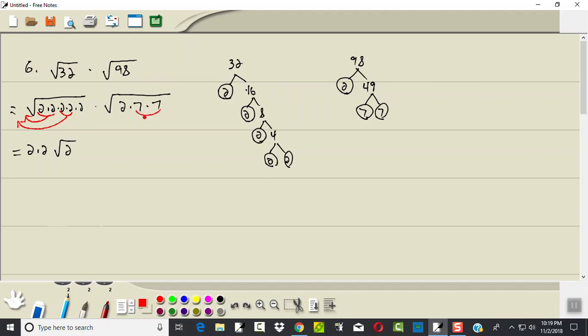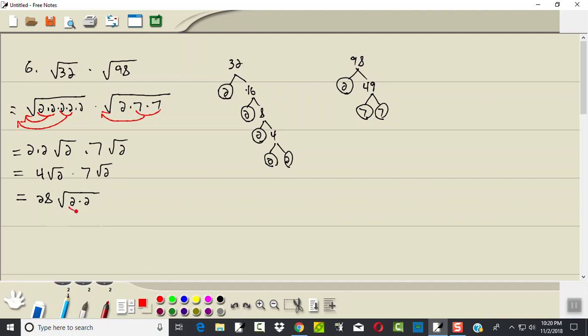Now here we've got a pair of 7's. This pair of 7's is going to come out as a single 7. And we're left with a 2 inside. Which gives us 4 square root of 2 times 7 square root of 2. Now if you're multiplying radicals together and you have numbers out in front, you multiply the numbers separately. 4 times 7 is 28. When you're multiplying radicals together, assuming they have the same index, you multiply what's underneath them and put them underneath a single radical. So square root of 2 times square root of 2 is square root of 2 times 2.